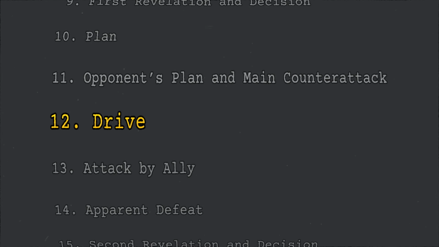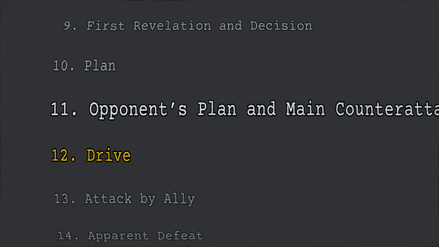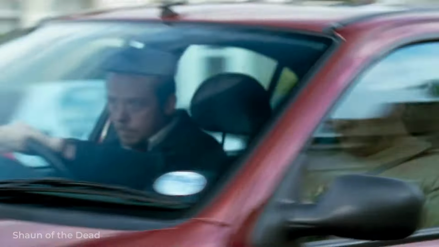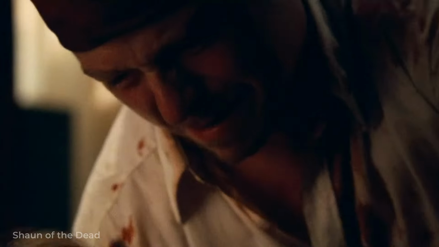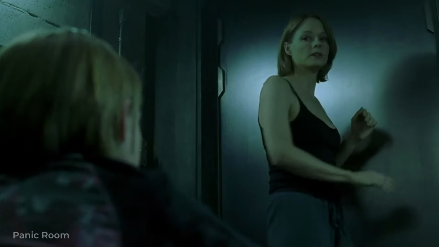Step 12 is drive. And by step 12, Truby means step 10 through step 14, from when the hero first develops their plan until their apparent defeat. This section of the story is the core of the reveal and react cycle. The hero has a plan.